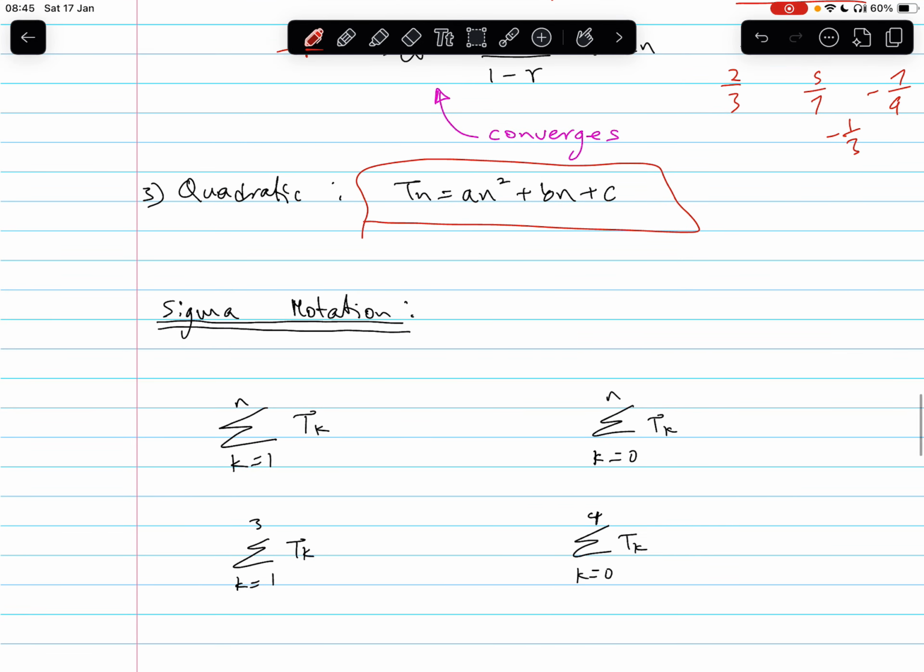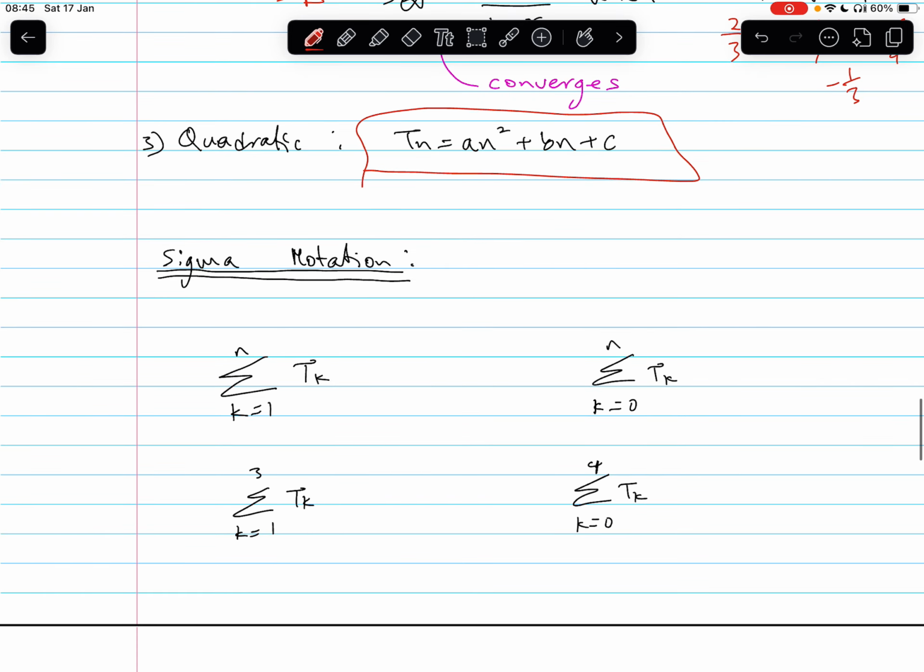Let's look at sigma notation now. So here's a sigma notation. You read it like this. We say the sum of all the terms of this general formula Tk from k equals 1 to k equals n, where n is an element of the natural numbers. So n is natural numbers, counting numbers. That's how you read it.